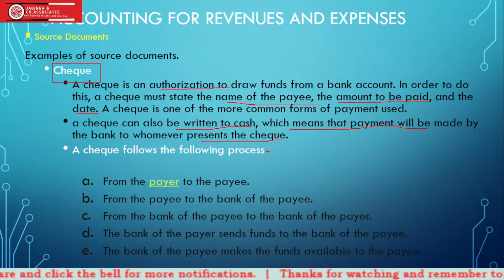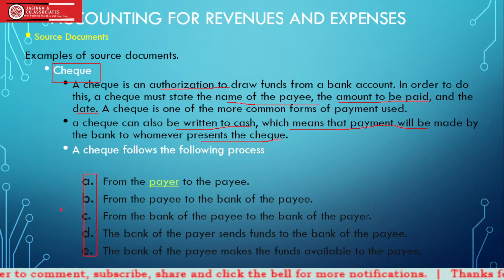I give that cheque. If the date is today and I write that cheque today and the cheque is open, you'll go to the bank today and withdraw cash using that open cheque. So we are saying a cheque follows the following process. A cheque has a process.